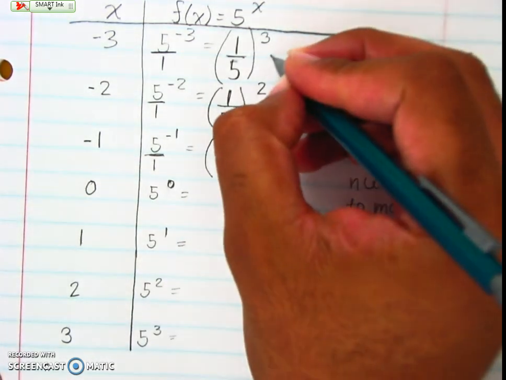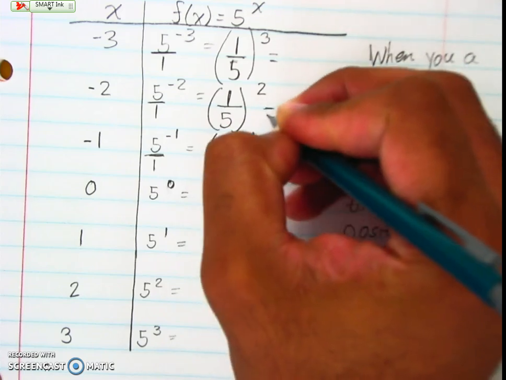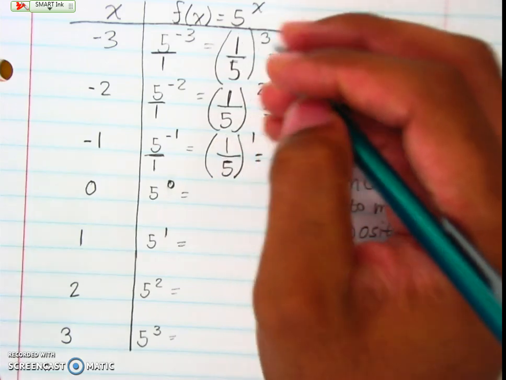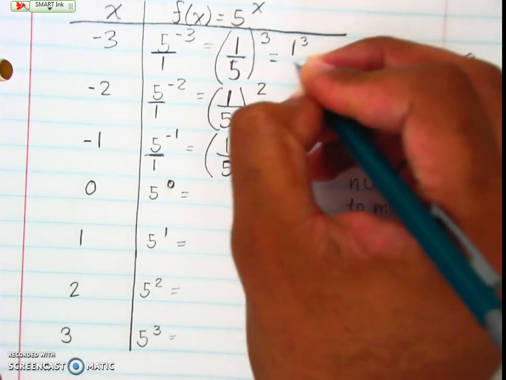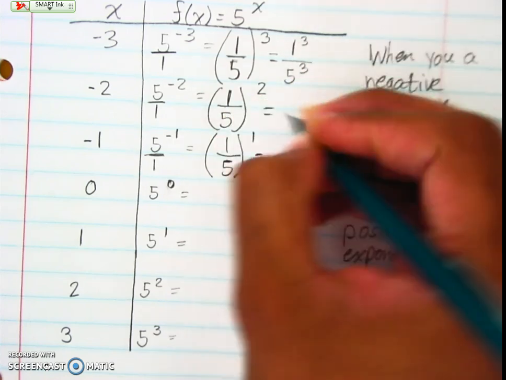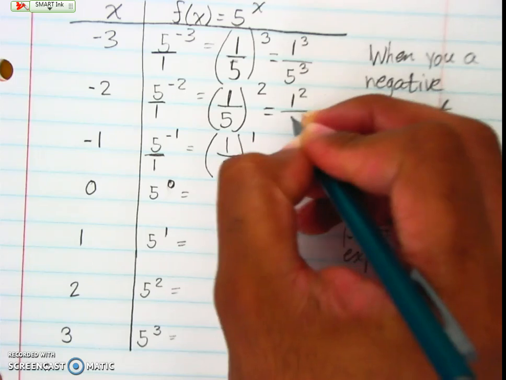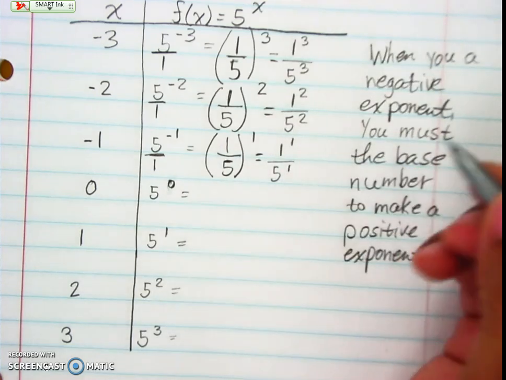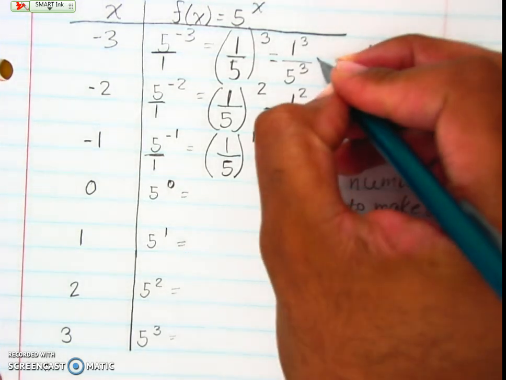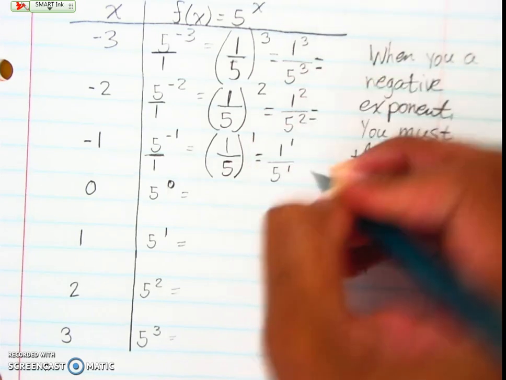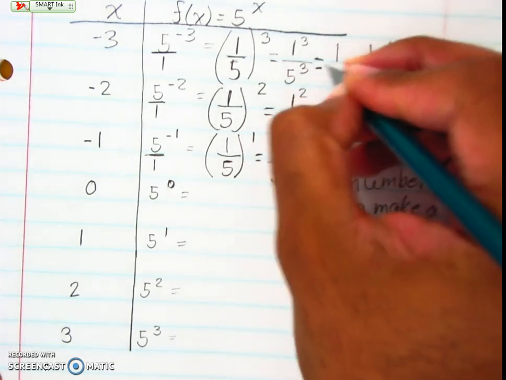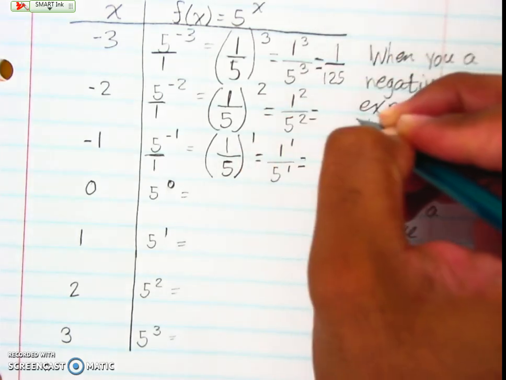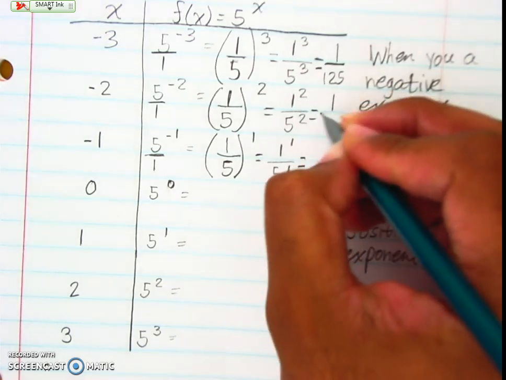All right, and then from here we're going to simplify everything down. Also remember that whenever you have an exponent, it must go to the numerator and the denominator, not just the denominator. So this is 1 to the third power over 5 to the third power. Here this is 1 squared over 5 squared. Here this is 1 to the first power over 5 to the first power. And then simplifying it down, last but not least, we get 1 over 125, because 5 to the third power is 125. Here, that's 1 over 25.